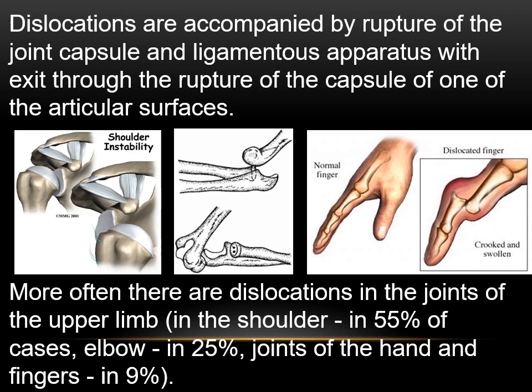But dislocations are accompanied in the majority by soft tissue damage. This is a rupture of the capsule of the joint, a rupture of the ligamentous apparatus. At the same time, one of the articular surfaces exits through the rupture of the capsule. Such a wound is more painful. The capsule is very well innervated. Such a wound requires long-term healing with the formation of connective tissue, coarse tissue, which in the future will not be as high quality and elastic as normal proper capsules, as normal, correct ligaments of the body.